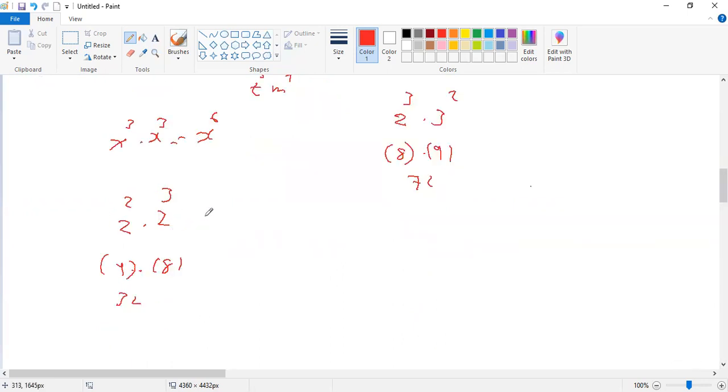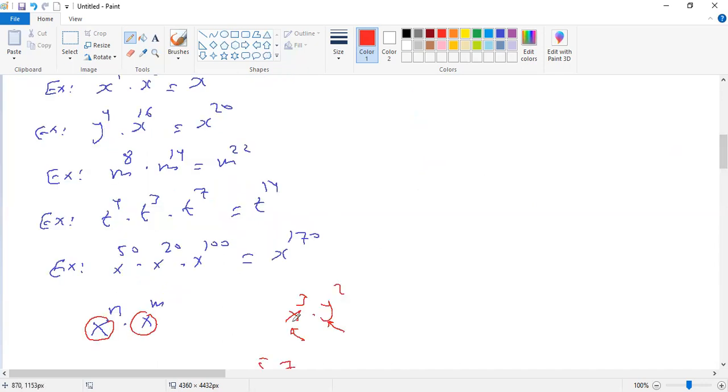This one, yes, the powers can be added, because the base here is 2, and this base is also 2. So we keep base 2, but the power is 2 plus 3, which is 5. 2 power 5 equals what? 2 power 5 equals 32. It is the same. Yes, if the base is the same, we can add the powers. If the base is different, we can't do anything.